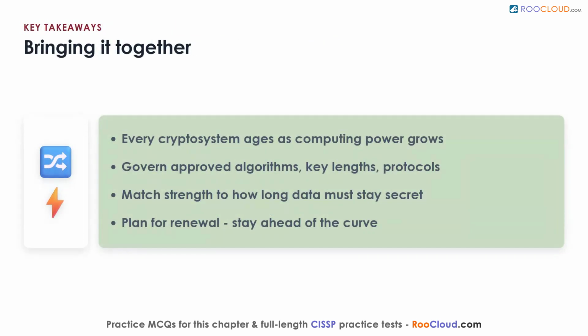So let's bring it together. Every crypto system has a limited lifespan, because ever-growing computing power slowly renders yesterday's strength obsolete. You manage this through governance, specifying approved algorithms, acceptable key lengths, and allowed protocols. And you always match the strength of your protection to how long the data must stay secret. Treat cryptography as something that ages, plan for its renewal, and your defenses stay ahead of the curve.